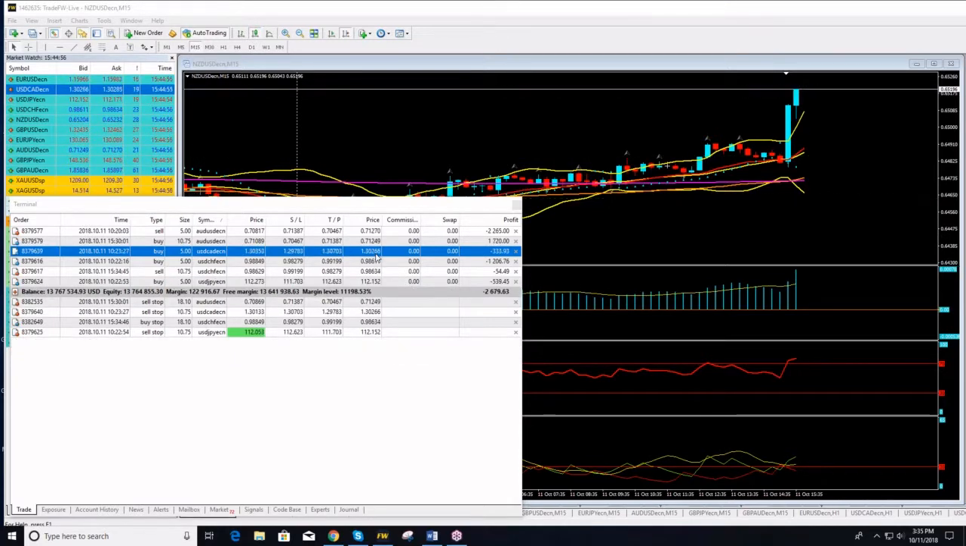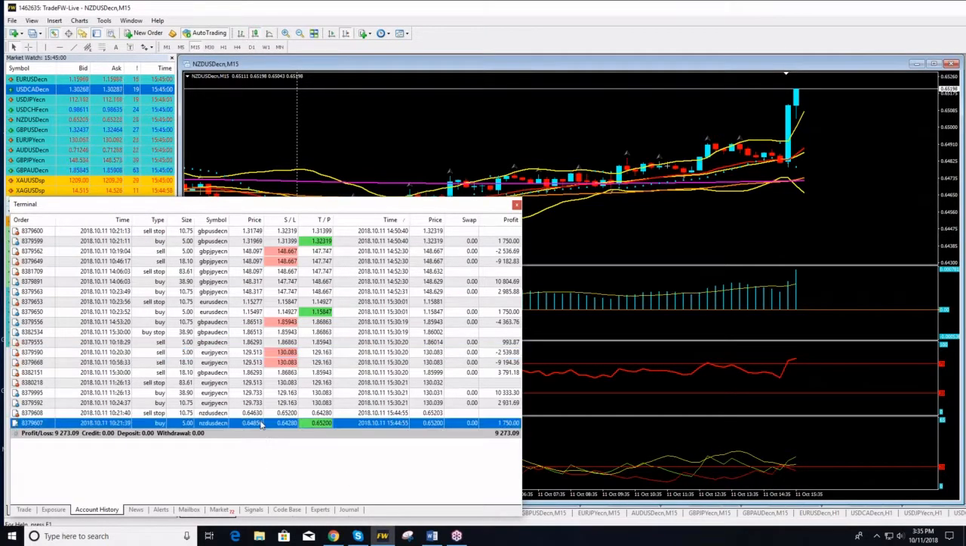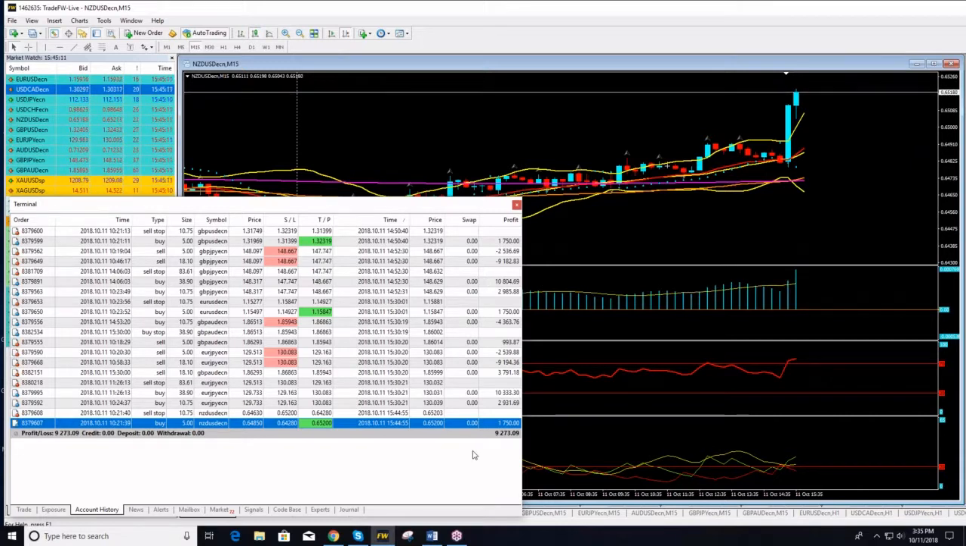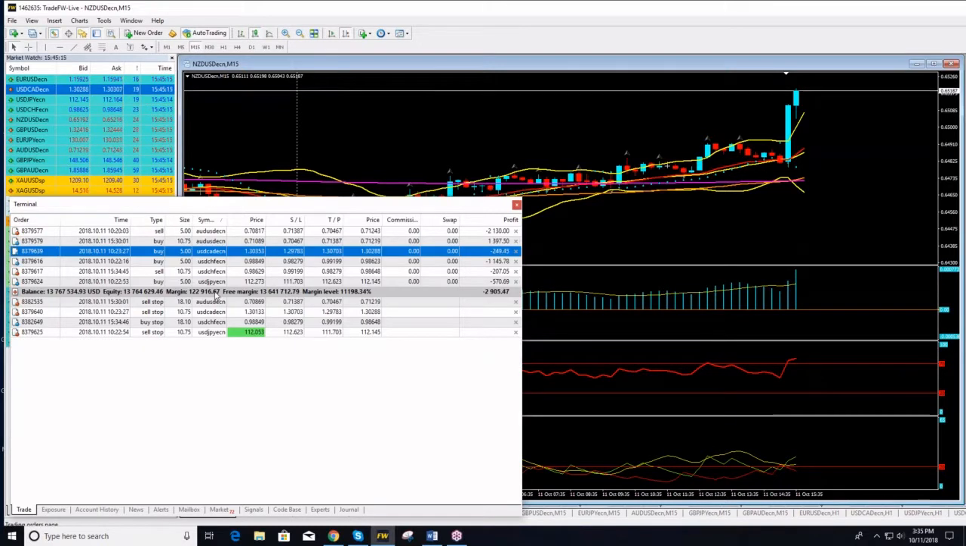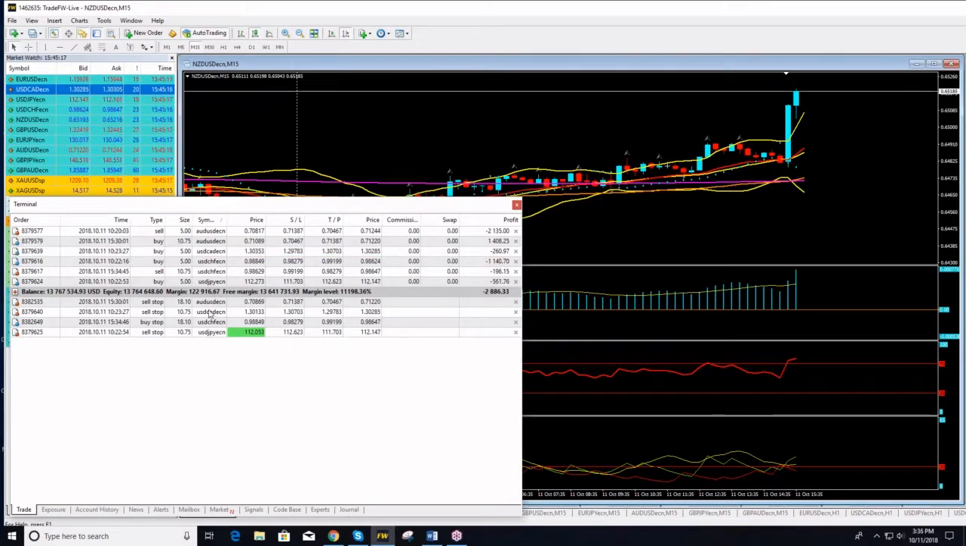Come on, we want it. Yeah, there we go, guys. Amazing. We just closed our Kiwi position and we have increased again today's profits to a bit more than $9,250. Actually, we made $9,273 for the moment.